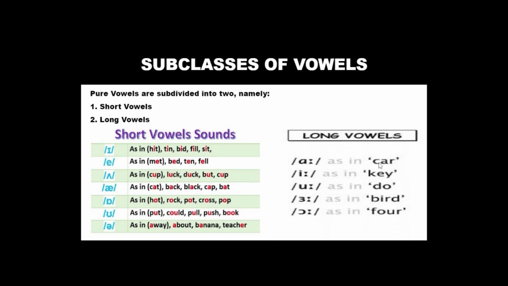A as in car, E as in key, U as in do, A as in bed, O as in for. Now you will notice the phonetic symbol for each long vowel has the colon, indicating that this sound is a long vowel. The long vowel is pronounced within a longer duration than the short vowel. That's why it is called the long vowel.